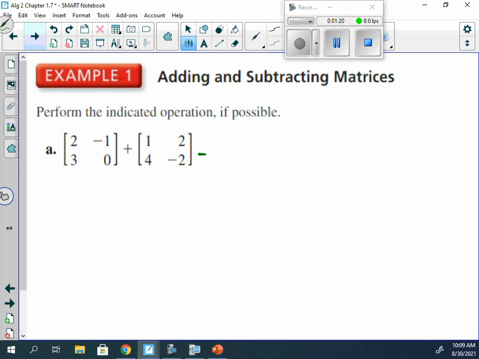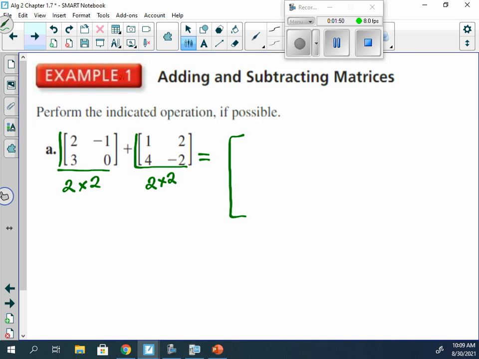So if we look at this here, we want to perform the indicated operation if possible. Well, our first matrix C, what are the dimensions? The number of rows is 2 and the number of columns is 2, so this is a 2 by 2. The next one, 2 rows, 2 columns. So the dimensions are the same, so we can add.